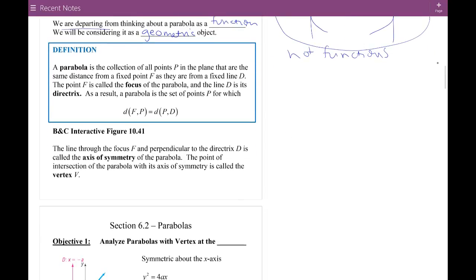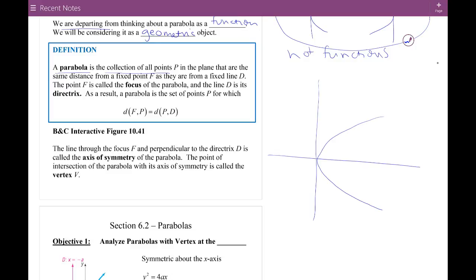So the definition of the parabola as a geometric object is a collection of points. Remember that a parabola is a collection of points. When we draw them, we draw a smooth connected line, but keep reminding yourself that that's really representing a lot of individual points that are so close together that we can't tell that they're actually distinct points. There are points on the parabola.